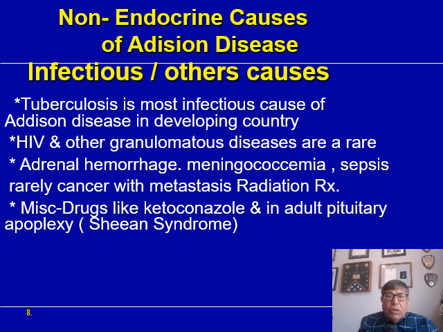Drugs like ketoconazole could be responsible, mostly in adults. Also in adults, one time-honored condition is what we call Sheehan syndrome. Sheehan syndrome is postpartum pituitary necrosis or postpartum pituitary apoplexy, and that used to be a big problem, and it still can happen in developing countries with difficult delivery.